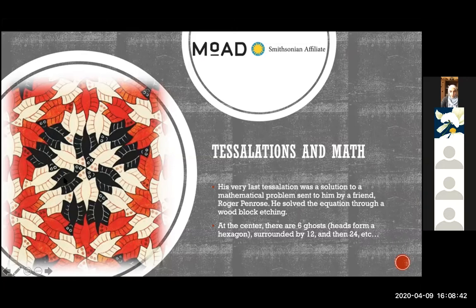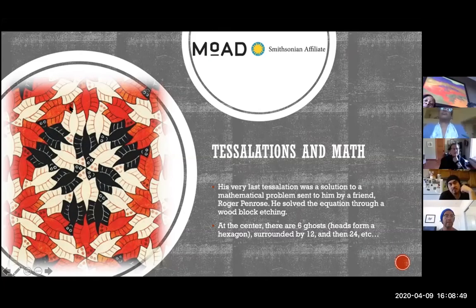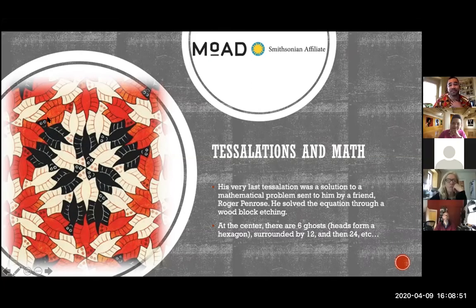Okay, great. So if you move out, then from 6 ghosts, he has 12 ghosts that go around. And then if you go back out to these red and white ones, there's 24, so forth and so on. So they're multiplying as they go along.